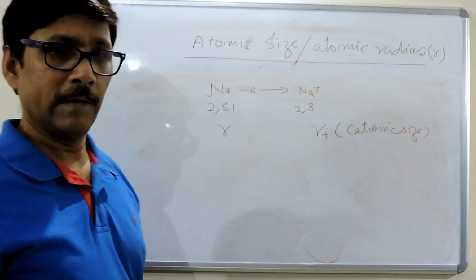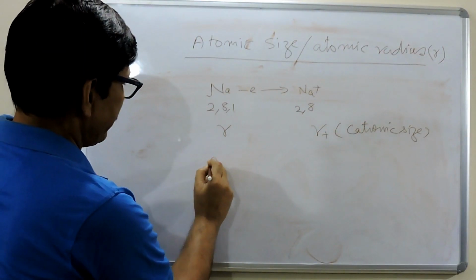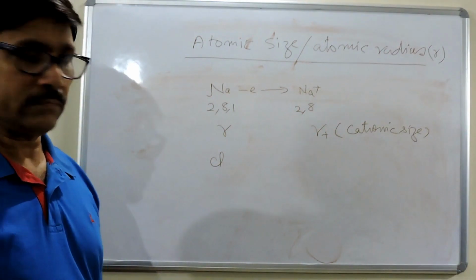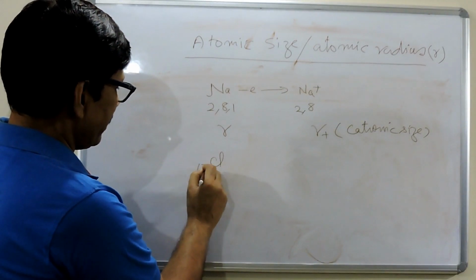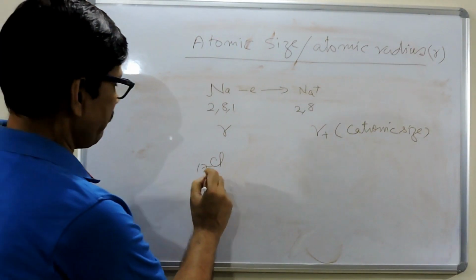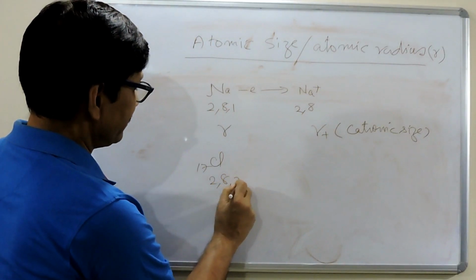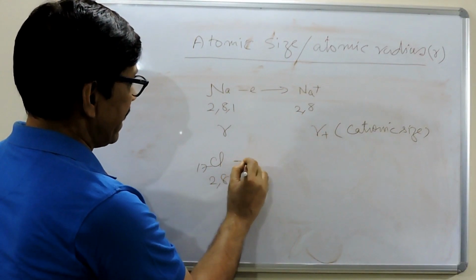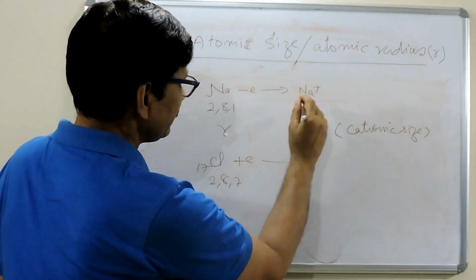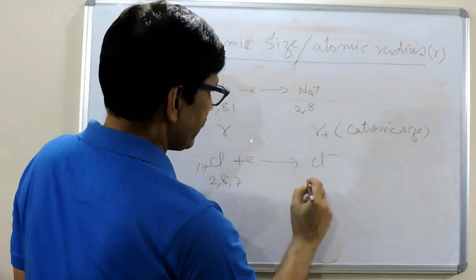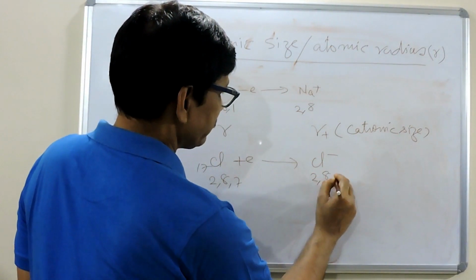Similarly, if we take chlorine, atomic number is 17, configuration is 2, 8, 7. It will gain one electron to form chloride ion, 2, 8, 8.